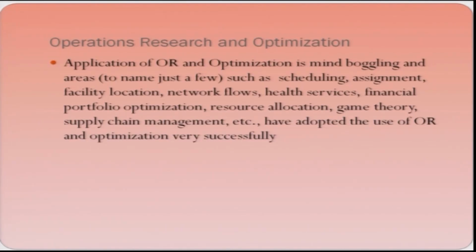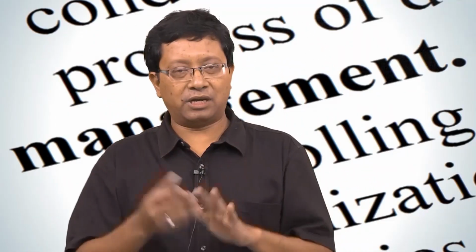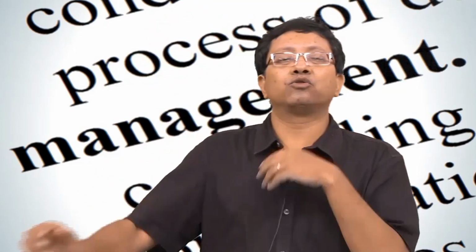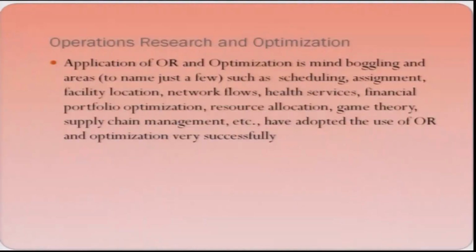in facility location, like you want to build up a factory, you want to build up some storehouse, and so forth. It is used in network flows, like you want to transport some goods, transport manpower from one area to another area. So, how we will try to do it in the best possible way. What is best would obviously depend on how you are trying to use optimization as a tool in different areas. Operation research and optimization can be used in health services, in financial portfolio management, asset liability management, game theory, and so on and so forth.